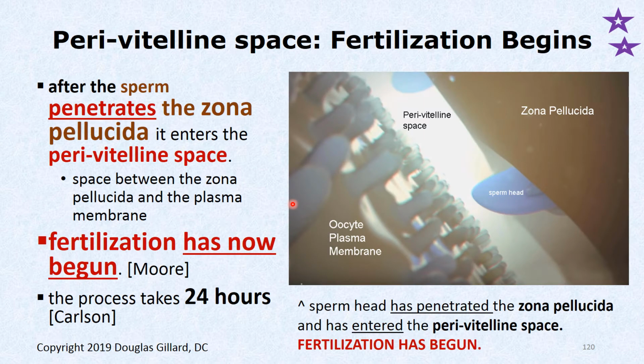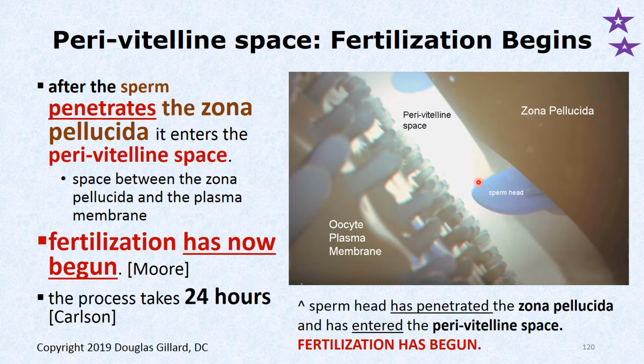So after the sperm penetrates the zona pellucida, it enters a space between the zona pellucida and the oocyte's plasma membrane. Here's the oocyte's plasma membrane. There's the zona pellucida. There's the sperm just coming through. This is called the perivitelline space. And once it penetrates the zona pellucida and gets in this space, fertilization has begun. So that's an important concept.